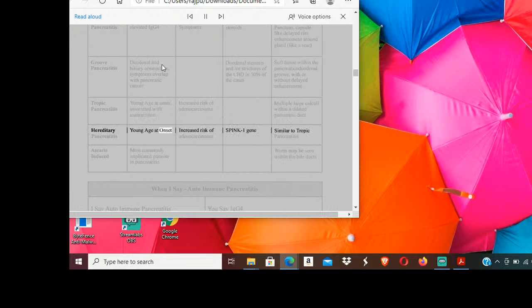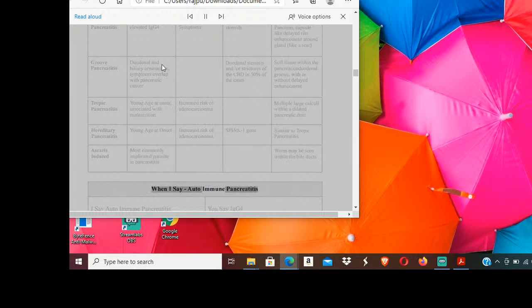Hereditary pancreatitis: young age at onset, increased risk of adenocarcinoma, SPINK1 gene, similar to tropical pancreatitis. Ascaris, the most commonly implicated parasitic worm, may be seen within the bile ducts in pancreatitis.